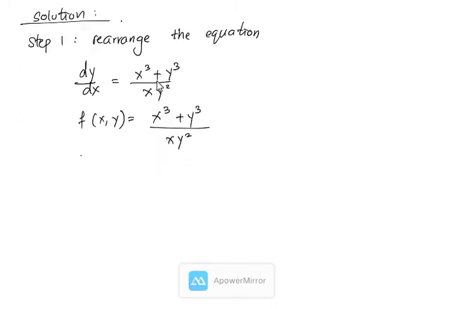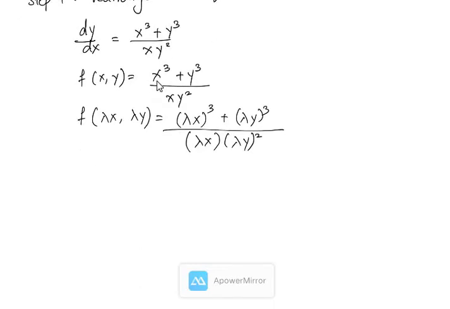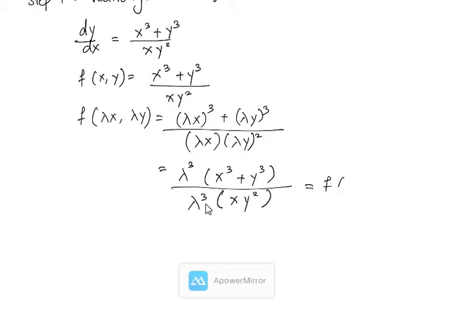And then we substitute x with lambda x and y with lambda y. Therefore we obtain lambda x power 3 plus lambda y power 3 divided by lambda x times lambda y squared. Then we take out lambda power of 3, so we still obtain x power 3 plus y power 3 divided by x y squared. Lambda multiplied with lambda squared gives lambda power of 3, so we factor out and obtain x y squared. So this is equal to f(x,y).